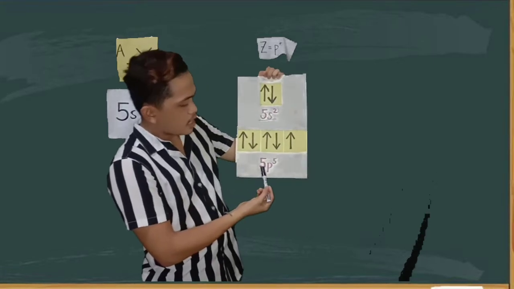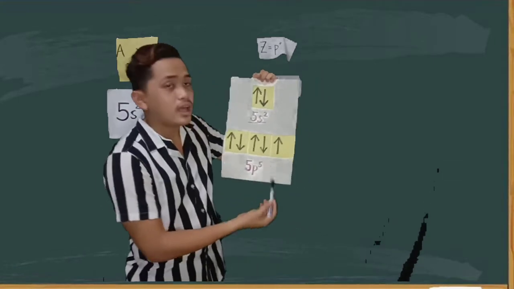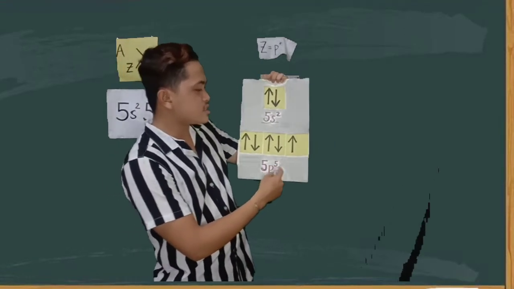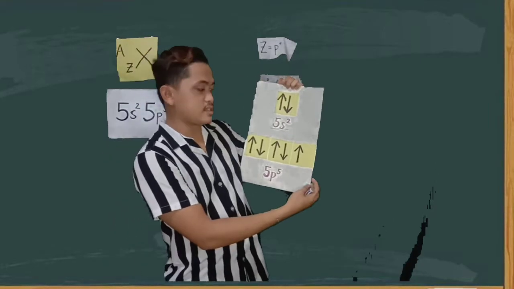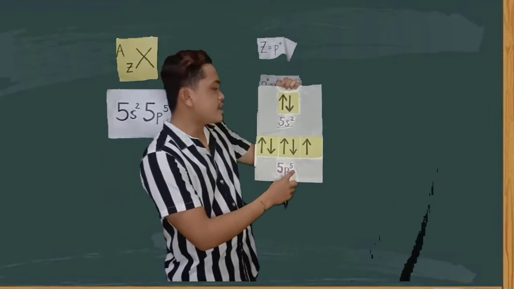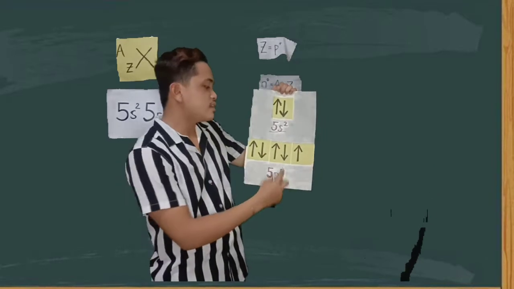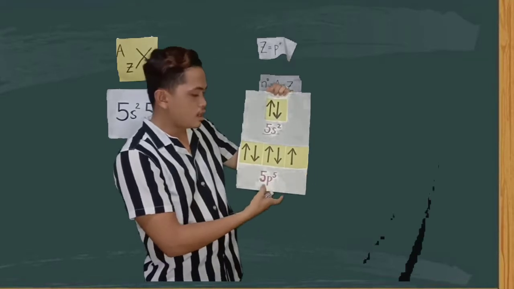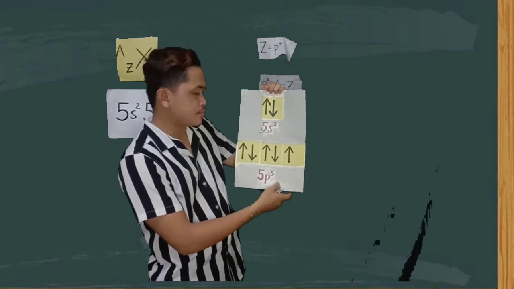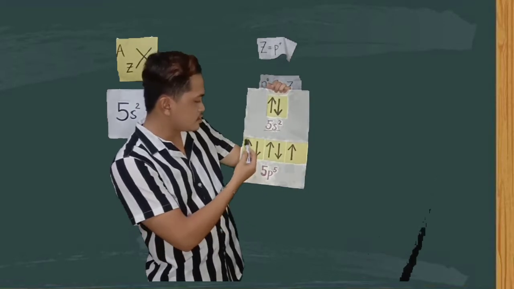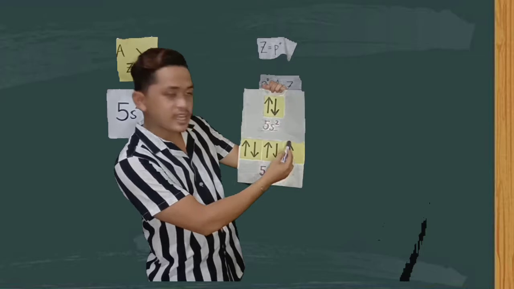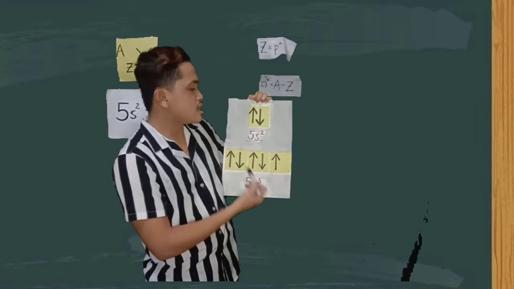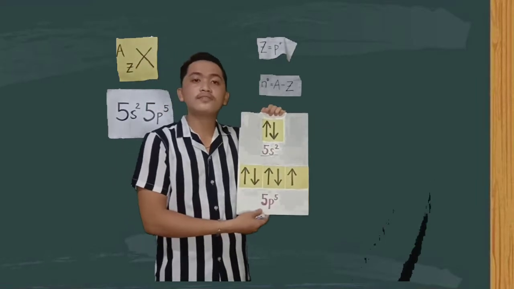Next, in 5p5, why is it 5? Bakit hindi siya 6? Dahil we only need 5 to complete the 7 valence electrons. That is why it is 5p5. So we have here 1, 2, 3, 4, 5. So here's the orbital diagram of the valence electron.